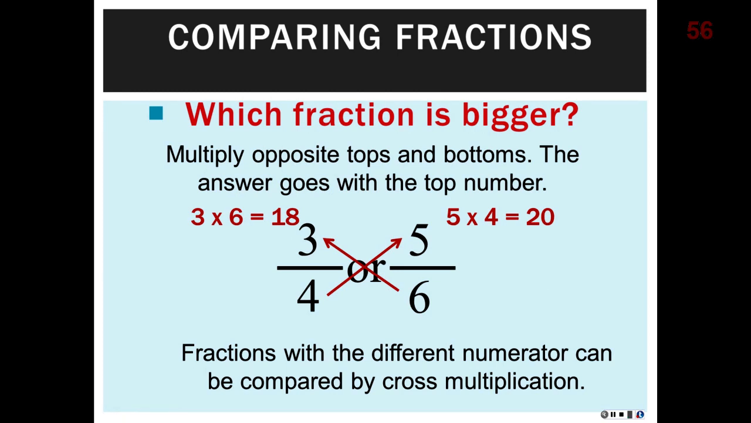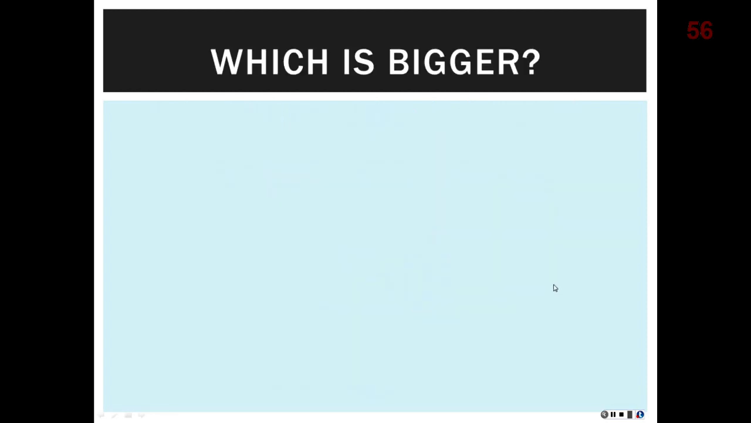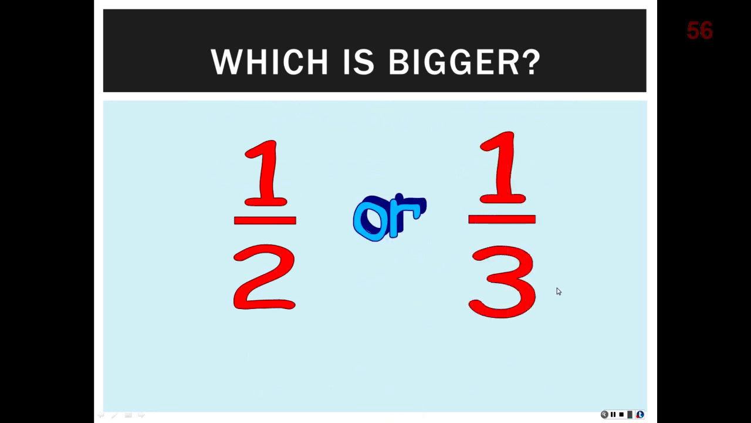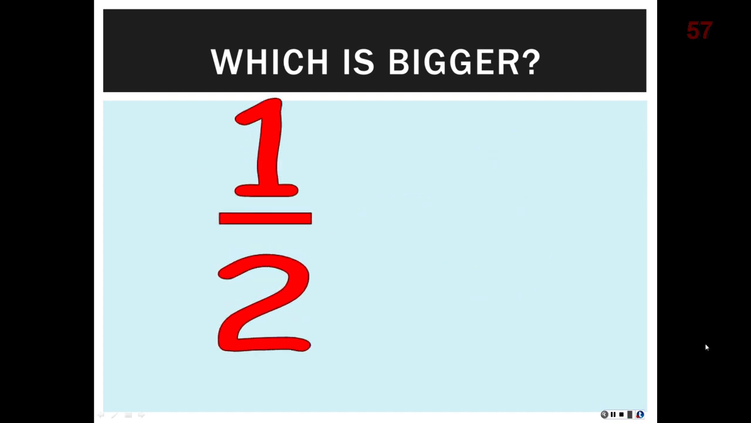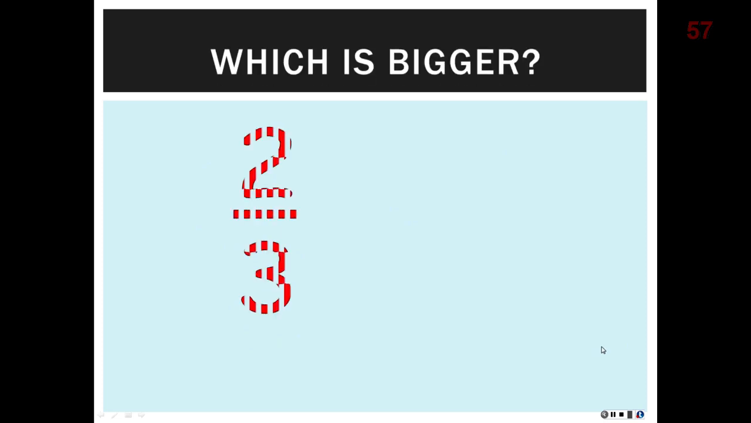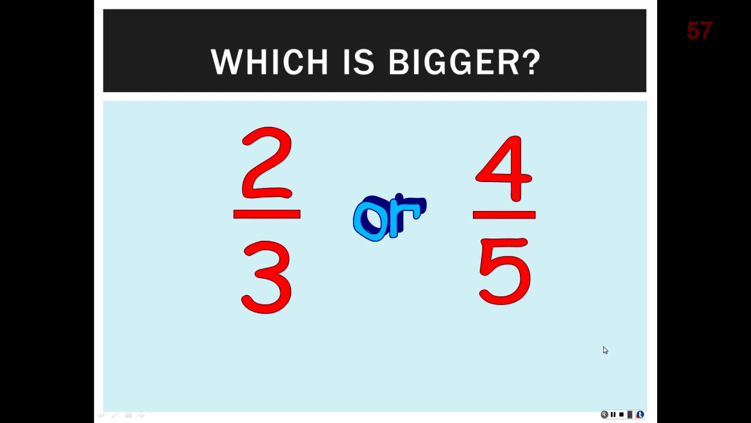Okay, let's try another one here. Which is bigger? Quick and dirty. 2 times 1 is 2, and 3 times 1 is 3. Which is bigger? 3 times 4 is 12. 5 times 2 is 10. Which is bigger?